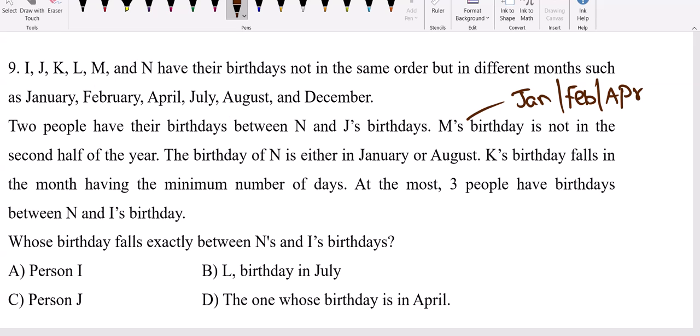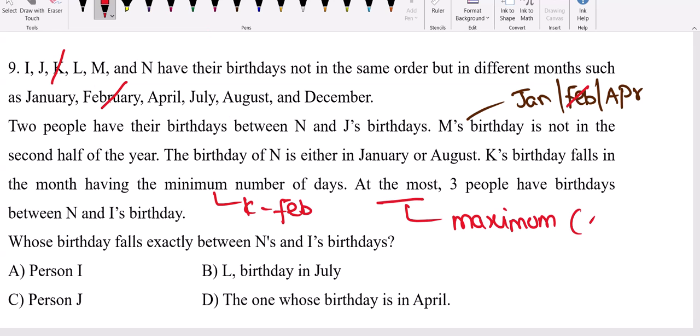K's birthday falls in the month having the minimum number of days. So that's one thing fixed. February. So yeah, Feb completed, K completed. So K is on Feb. At the most, maximum 3 people have birthdays between N and J. 0 also okay. At the most means less than or equal, maximum. There is no person gap also fine. Maximum 3 people gap is required between N and J. That's what the data says. Right.